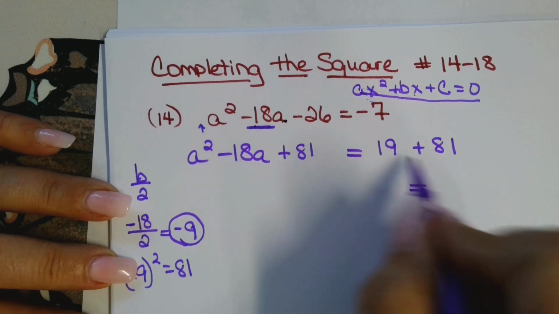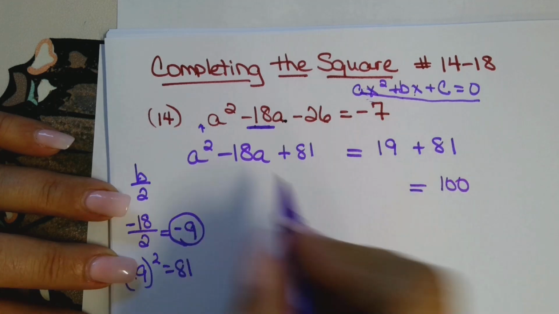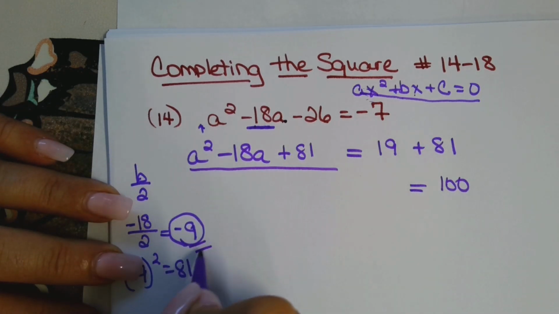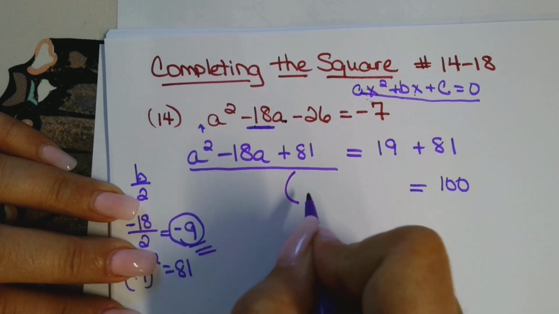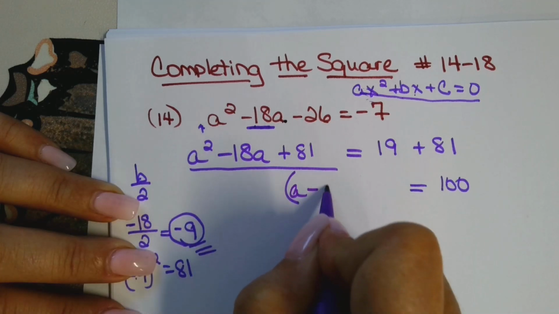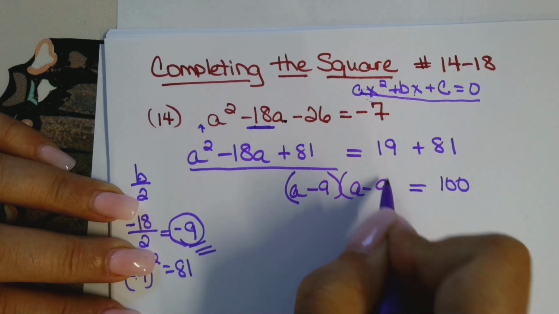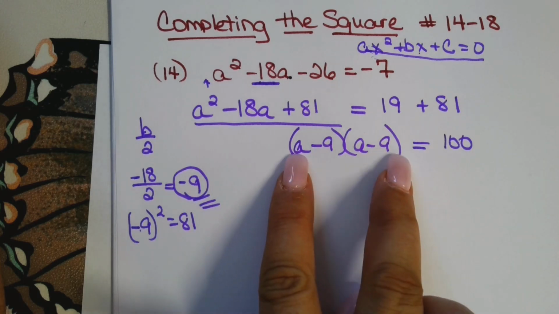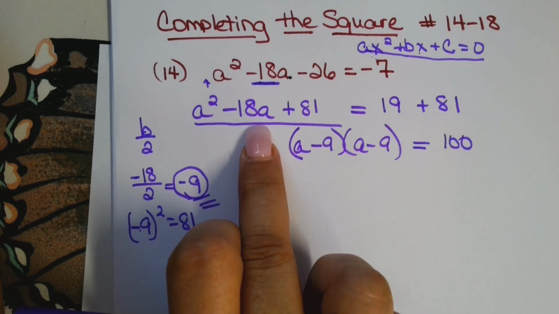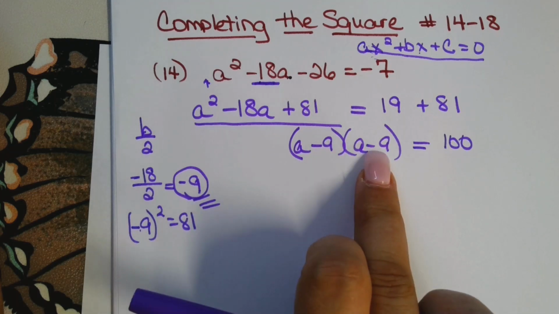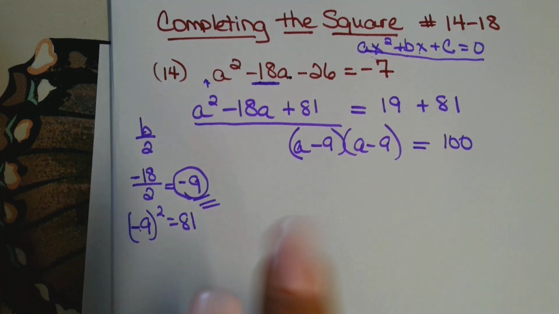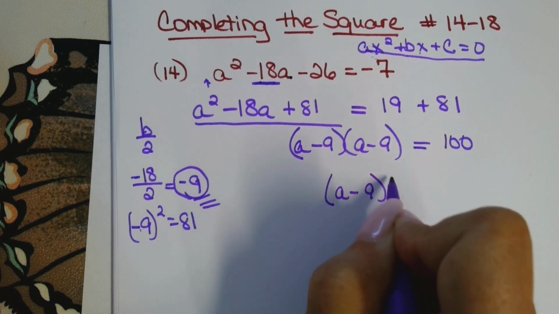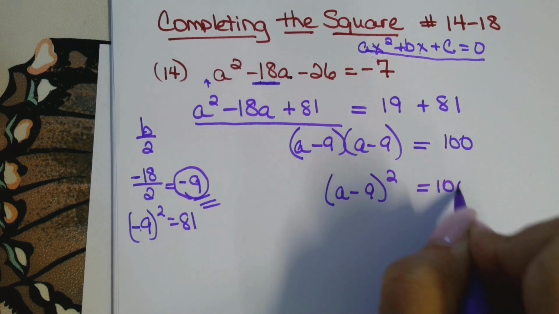So this over here, 19 plus 81, that's just 100. And this is a perfect square trinomial. Remember I told you to remember negative 9? Well, now we can rewrite this as a minus 9 times a minus 9. Because if you FOIL this, you're going to get a squared minus 9a minus 9a, which gives you negative 18a. And then negative 9 times negative 9 gives you positive 81. So it's really nice. Now we can write this in shorthand as a minus 9 squared equals 100.